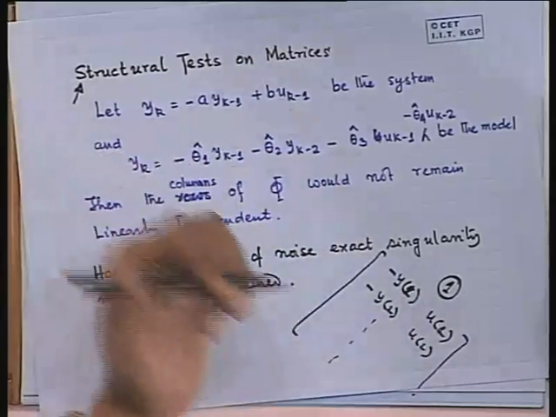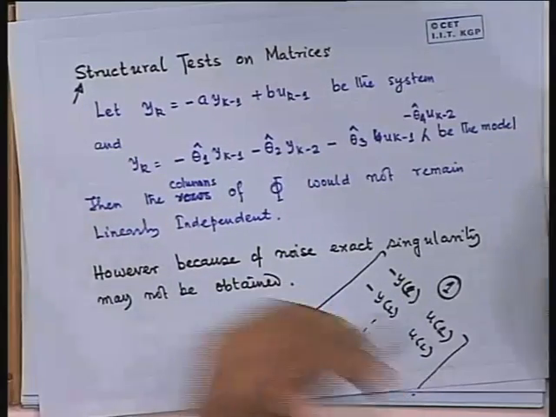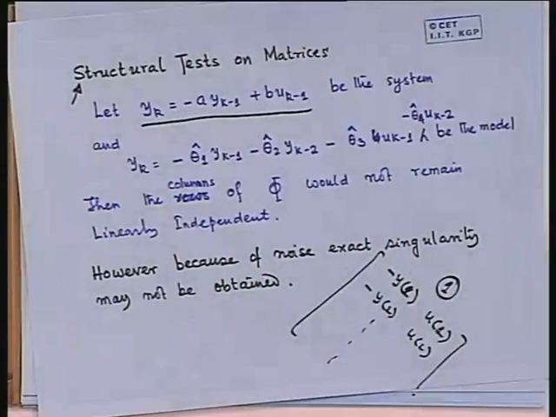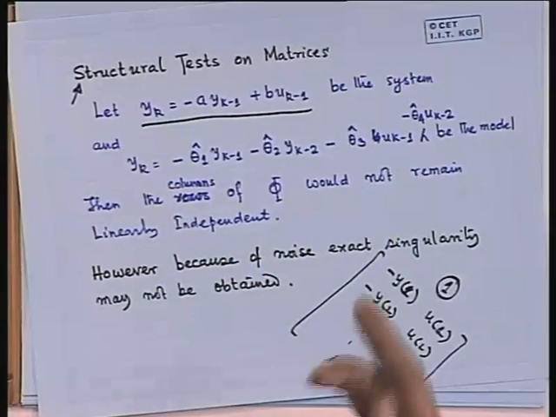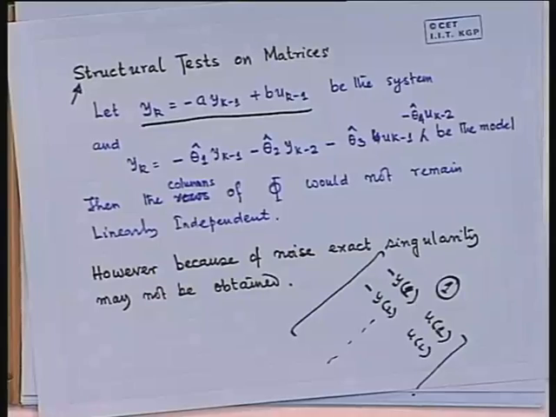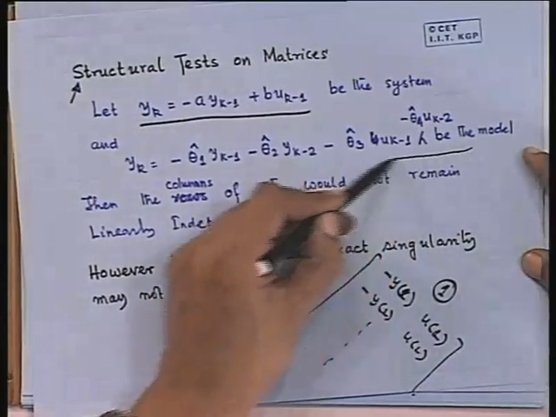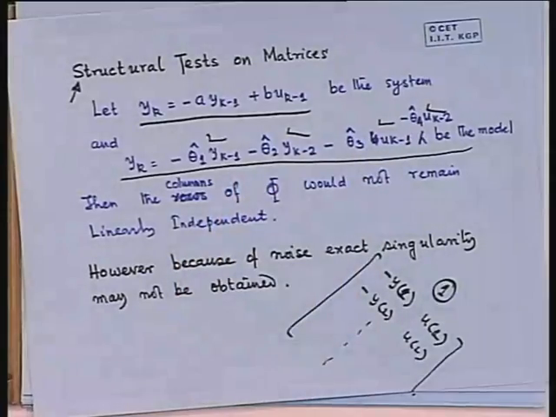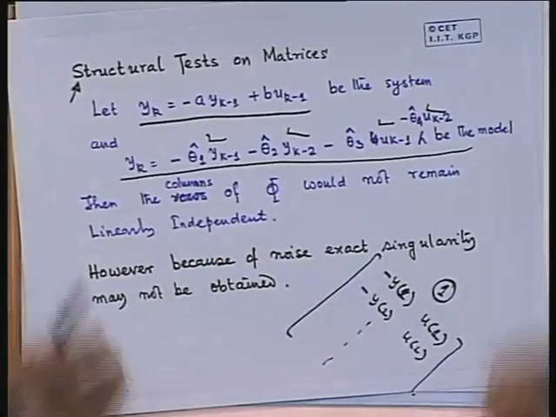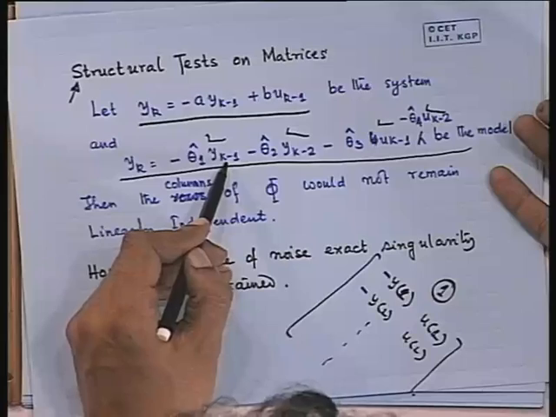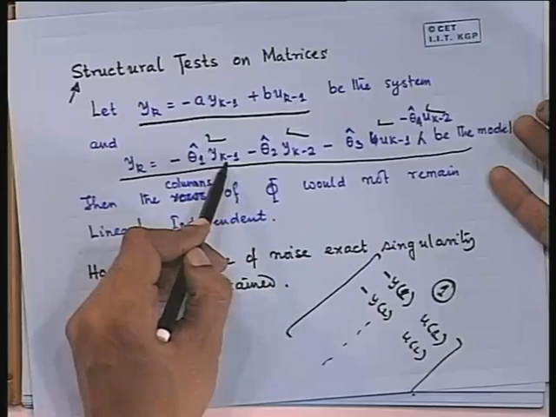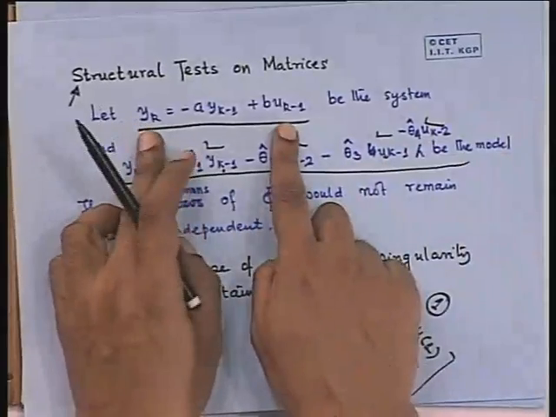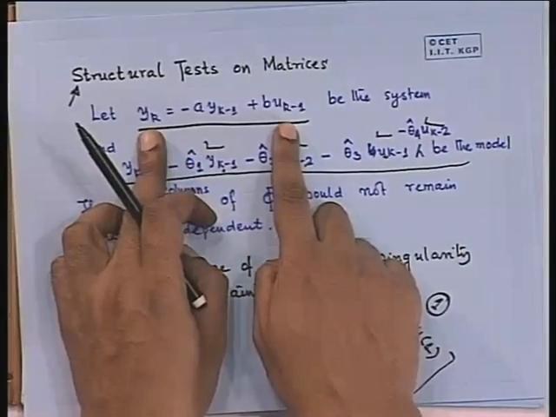Similarly, you could have a data vector for a second order model. Suppose the system is truly first order. I am assuming that the system is exactly like this, and you have chosen a model structure which is like this, which is second order. You have taken two past inputs. Now obviously you know that yk minus 1 is a function of yk minus 2 and uk minus 2, because the system is like that.